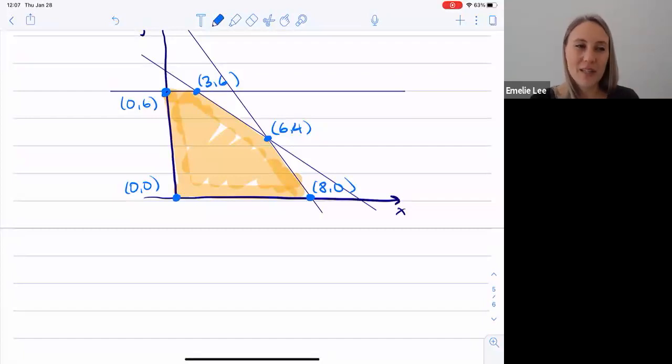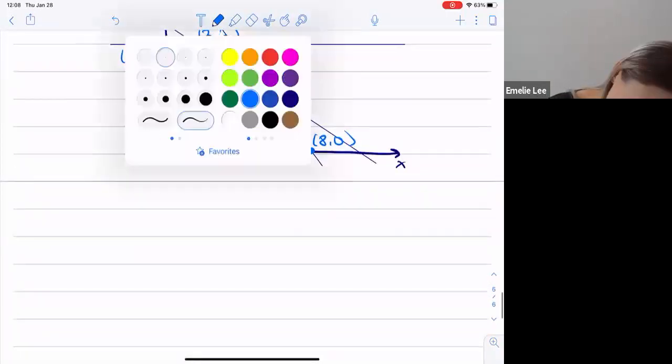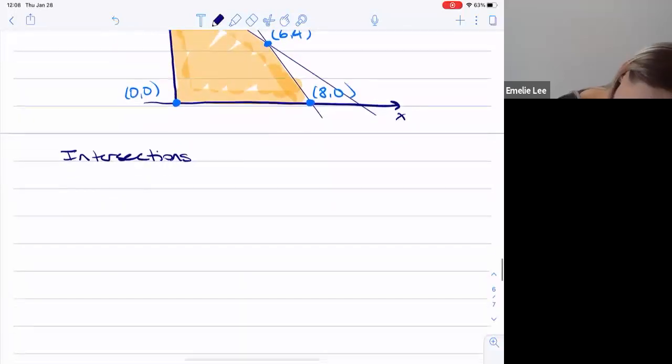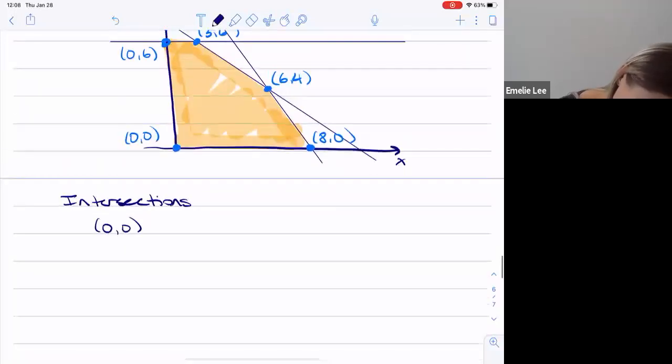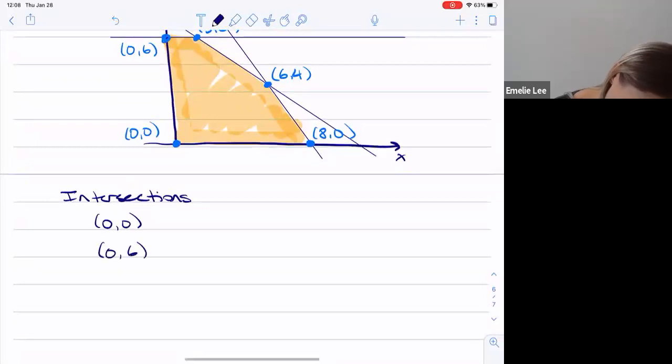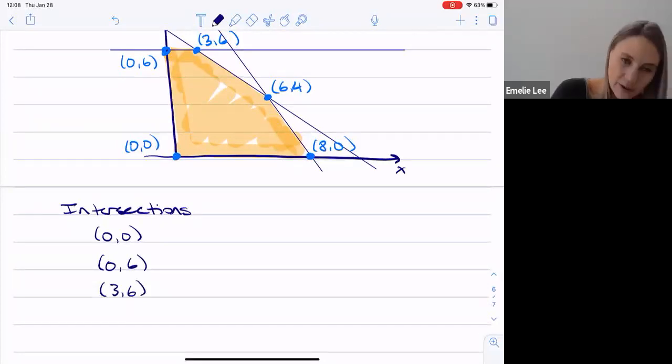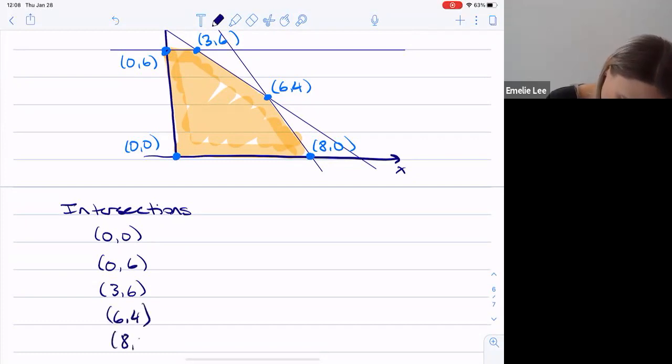Now I have all these intersections, right? So what I want to do is translate those intersections into profits, and then I'll be able to find the maximized profit. Okay, and so my intersections, I'll start at 0, 0, and then go clockwise 0, 6, just for some kind of rhyme or reason in how I list them. 3, 6, 6, 4, and 8, 0.